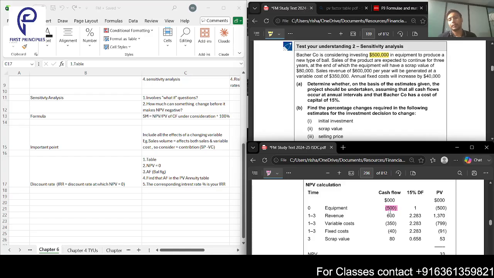Initial investment. It's always a negative. Very good. And why is it one, Shruti? All the percentages at year zero are always one. Very good. So we'll get negative 500.